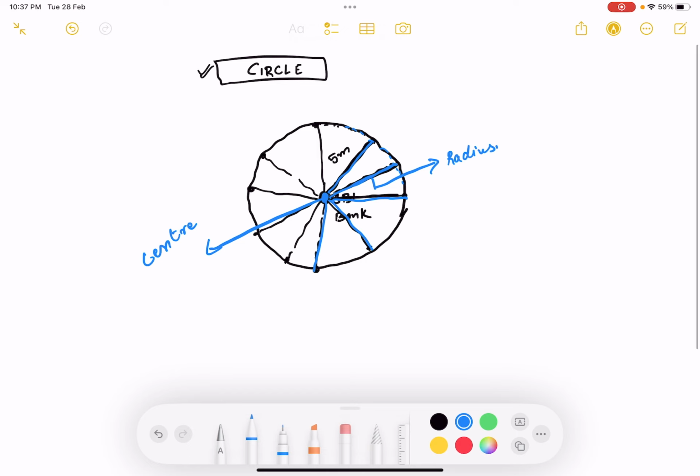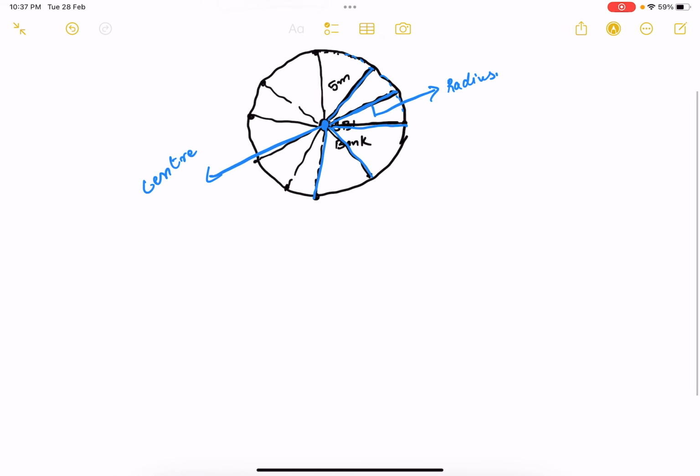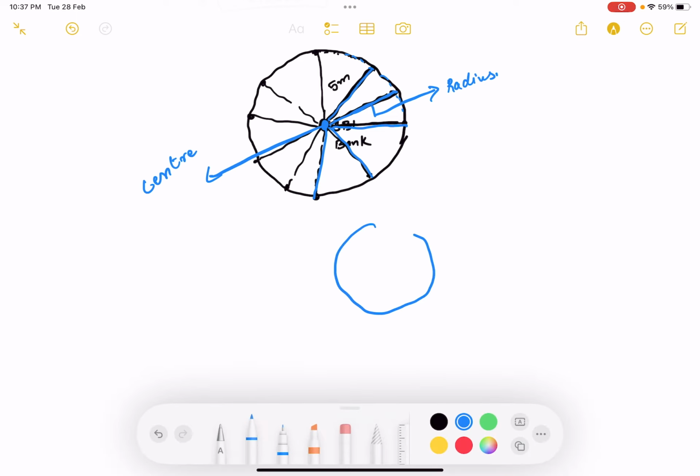So now moving further, there is another term called secant. Let us suppose this is a circle with some center O, and this is a line which is passing through the circle, and this line intersects the circle at 2 points. So this line is called secant.